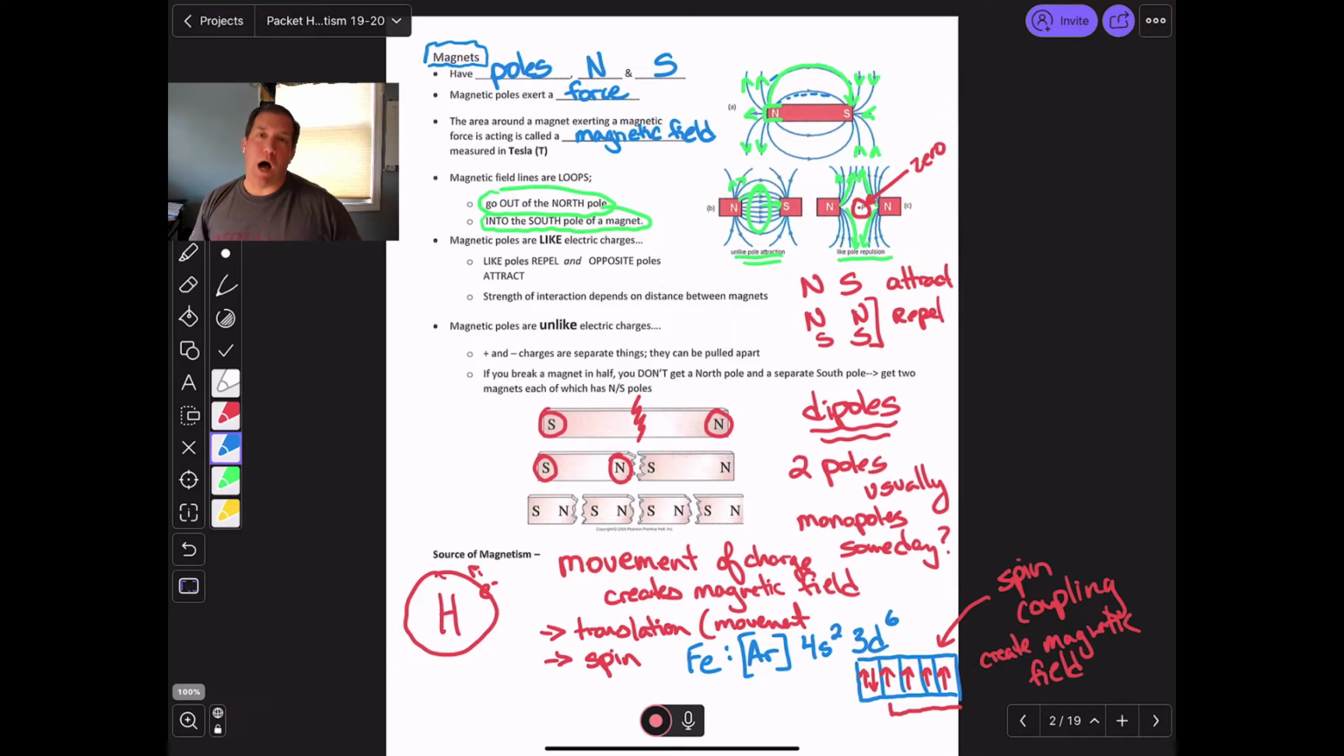Oh, so I get it. So iron gets turned into a magnet because of its unpaired electrons. Great. But is every piece of iron made a magnet always? No, most iron is not. And that's because of something that gets a little more complicated called domains.